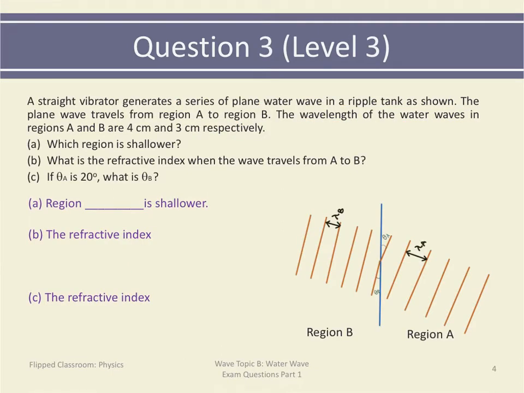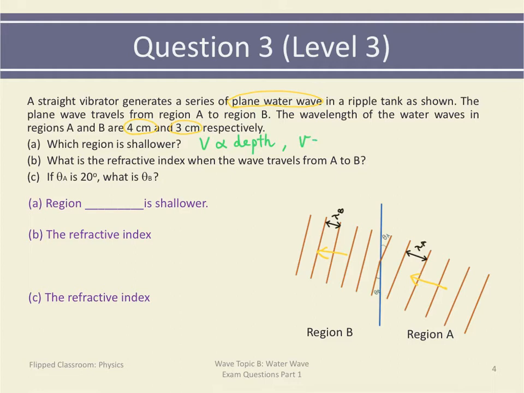Question 3. A straight vibrator generates a series of plane water waves in a ripple tank as shown. The plane water wave travels from region A to B. The wavelength in regions A and B are 4 cm and 3 cm respectively. You are asked to find which region is shallower. The wave speed depends on the depth. That means when the water is deeper, it will travel faster, but when it's shallower, it will travel slower.